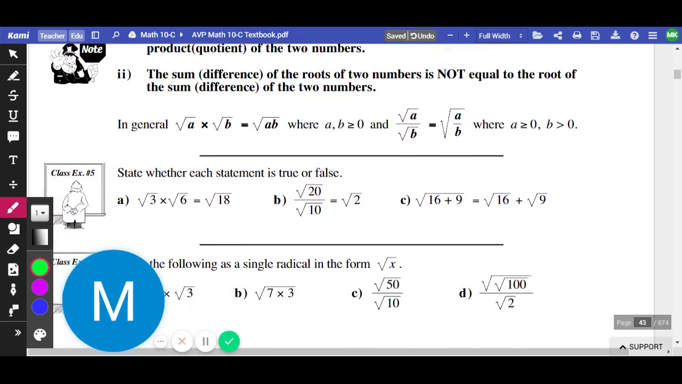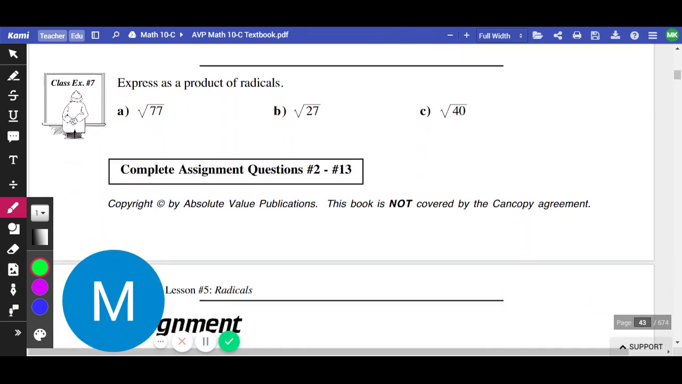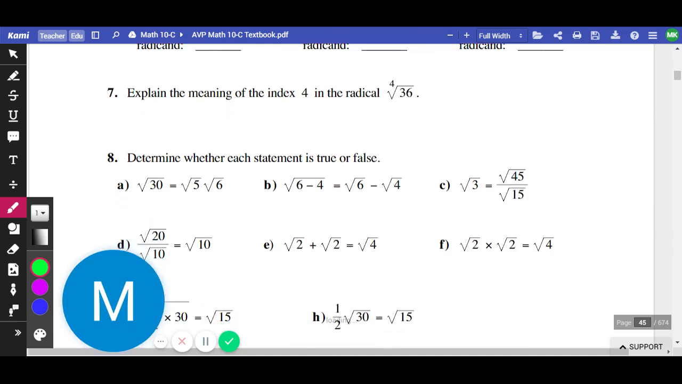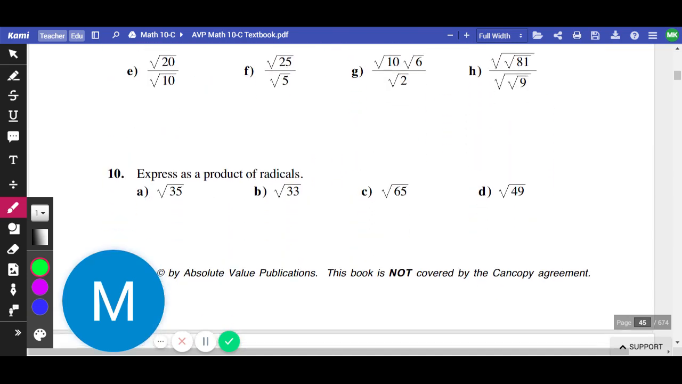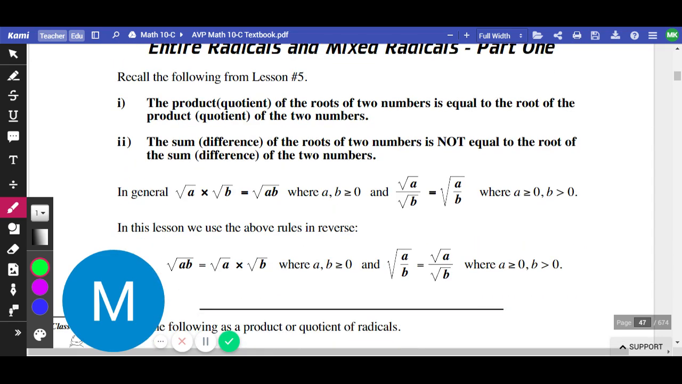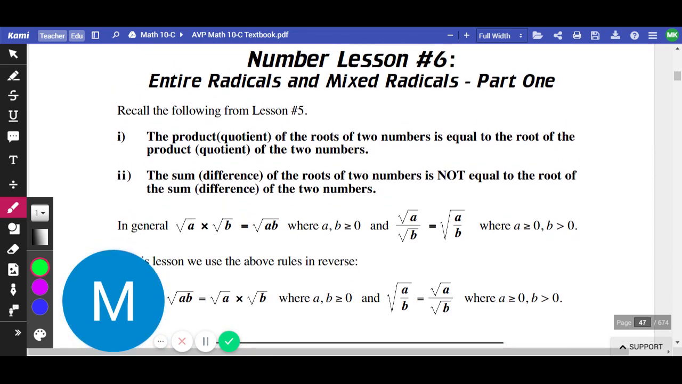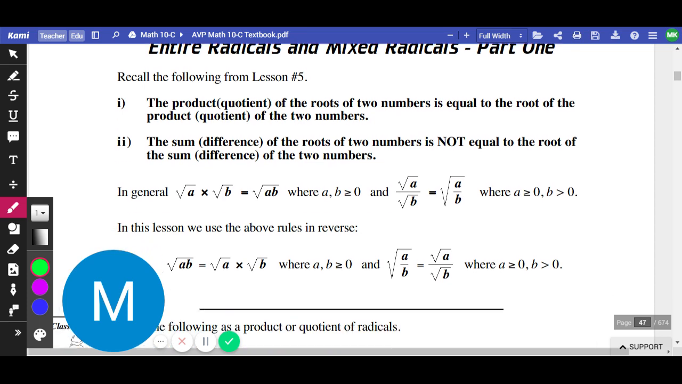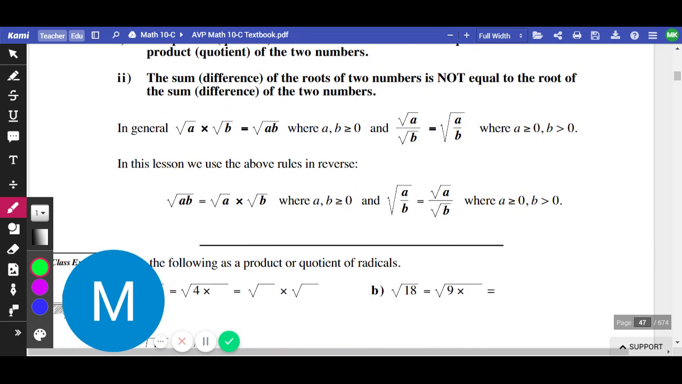Okay, we're going to fast forward. Stuff all basically adds up to what we're about to do, which is lesson 6. We're going to convert some radicals. There are 2 rules that we're going to use. We're going to talk about them in general, and then you're going to see what it actually looks like.